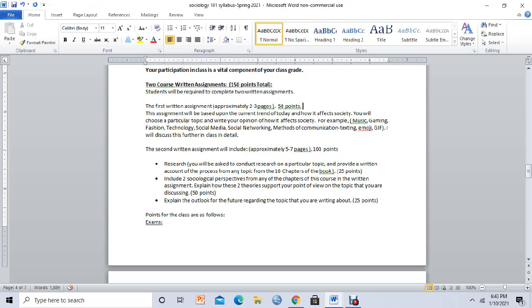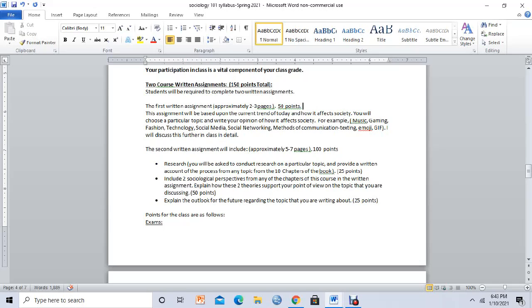It's worth 100 points. So the first written assignment is 50. The second is 100. You research a particular topic and provide a written account of the process from any of the 10 chapters of the book. It's worth 25 points. You've got to come up with the research part. I'm not going to get all into it right now, but just click on my video and it explains a little bit more in detail.